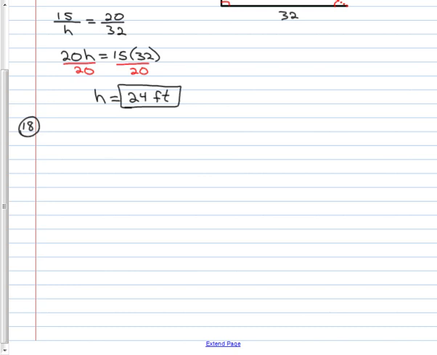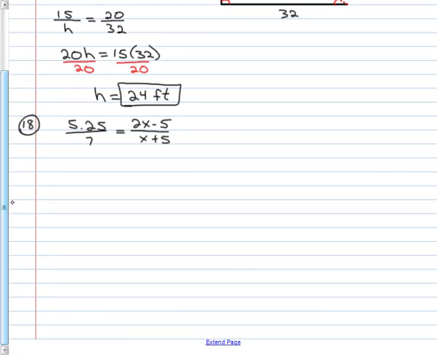Well, if we have similar triangles, we know that corresponding medians are proportional to the sides. So we have 5 1/4, or 5.25, might be easier to write that. That must correspond with 7. It must be proportional with the 2x minus 5. That median corresponds to the x plus 5 median. So again, cross products.